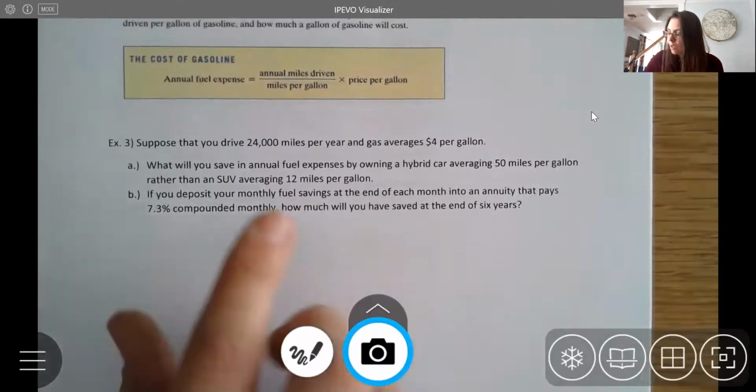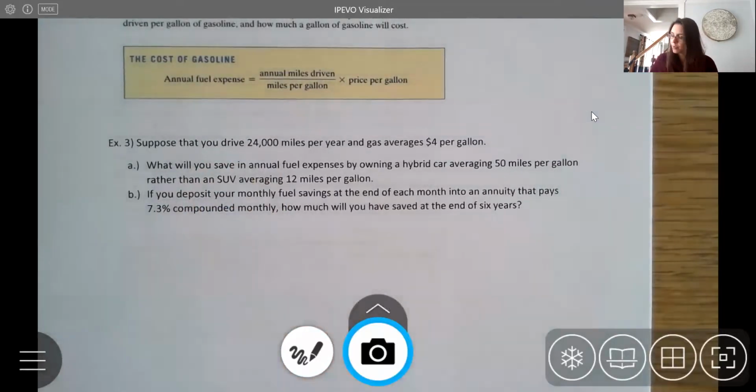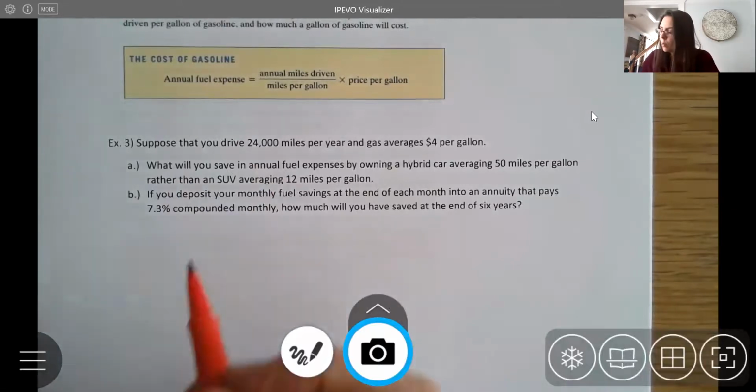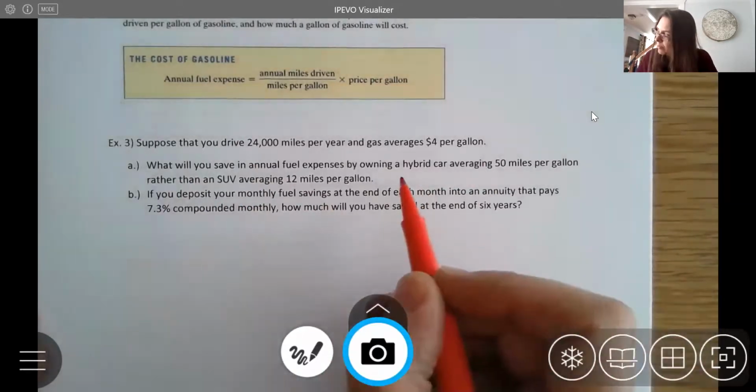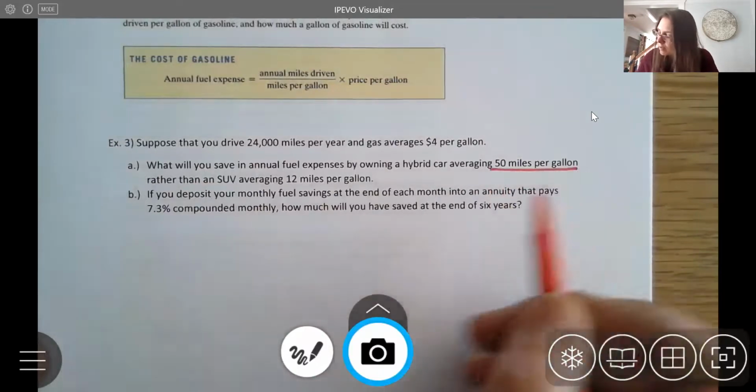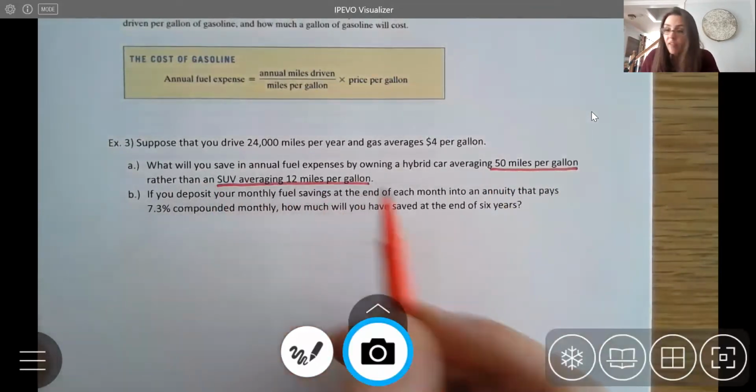money. Suppose that you drive 24,000 miles per year and gas averages $4 per gallon. What will you save in annual fuel expenses by owning a hybrid car that gets 50 miles per gallon rather than an SUV that averages 12 miles per gallon?